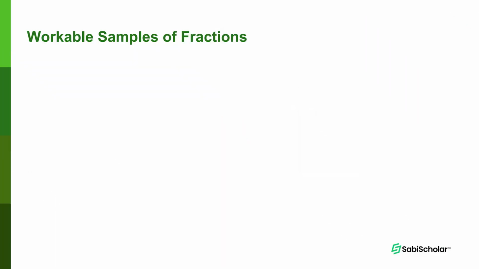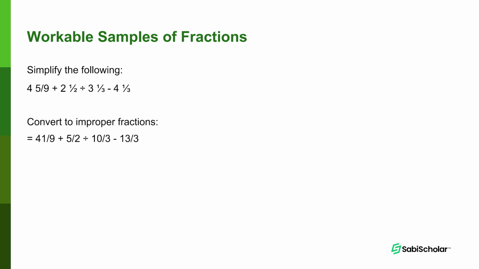Now let's solve some simple examples with fractions. Simplify the following: 4 whole number 5/9 plus 2 whole number 1/2 divided by 3 whole number 1/3 minus 4 whole number 1/3. These are mixed fractions. To solve them, we first convert them to improper fractions. Remember, the way to do that is to multiply the whole number by the denominator and then add that to the numerator. Then the result you get, you place it over the original denominator.